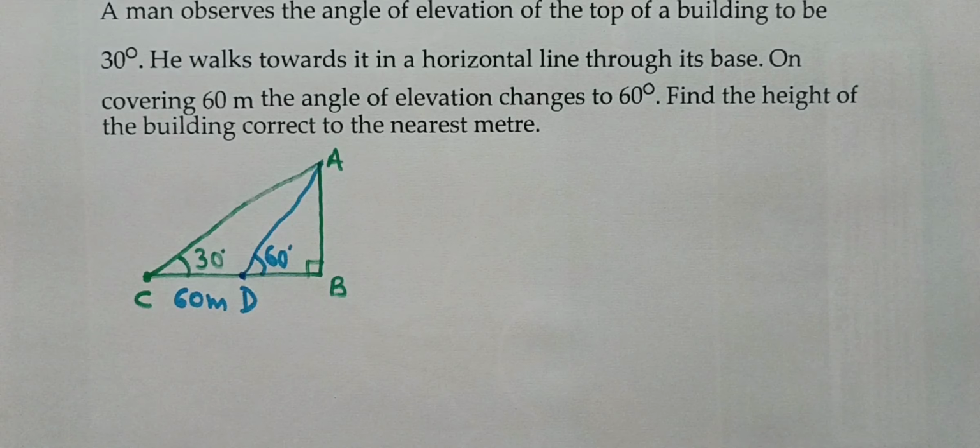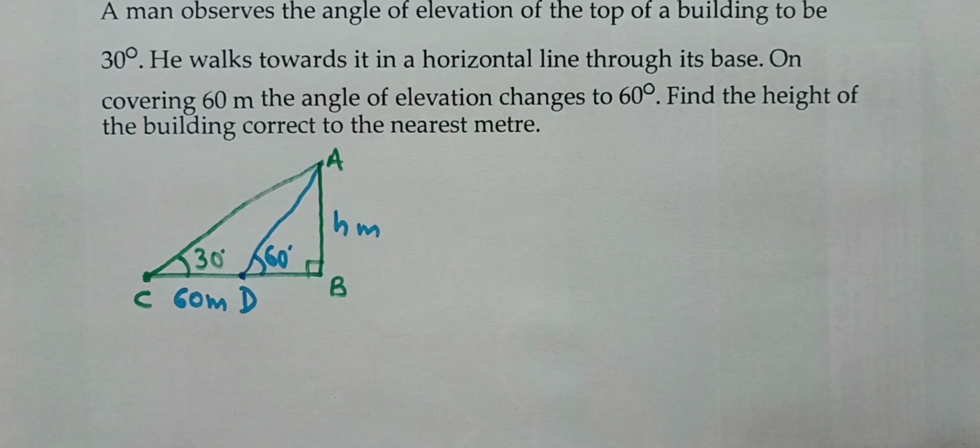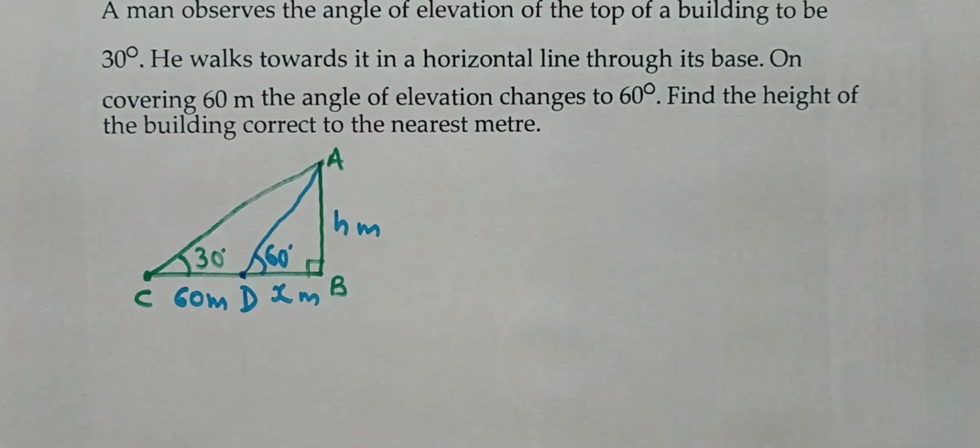Our question is to find the height of the building correct to the nearest meter. It means our final target is to find AB. DB is not given, so we have to consider that as X, generally, for our simple concept. So the main thing is how to draw the figure from the given statements.